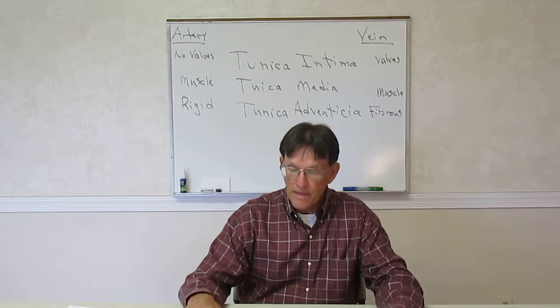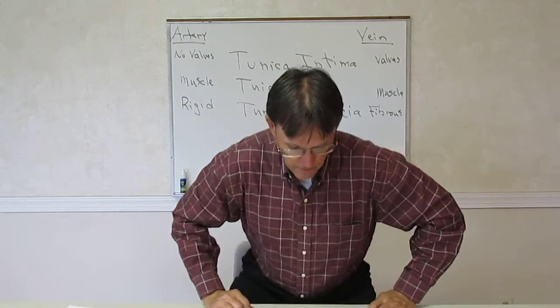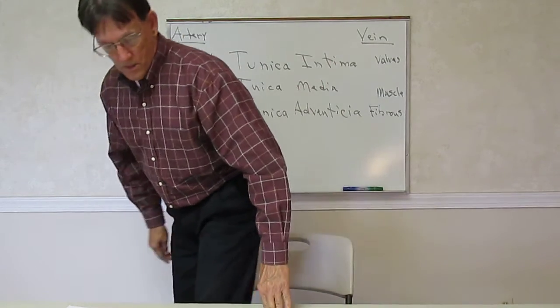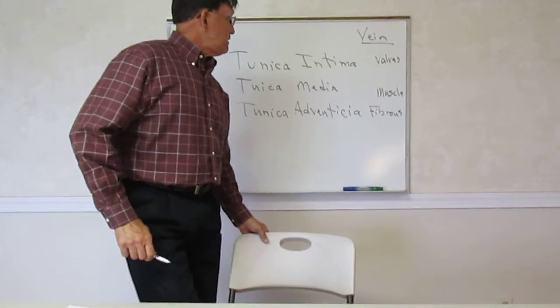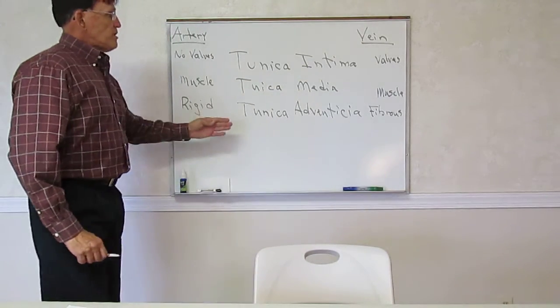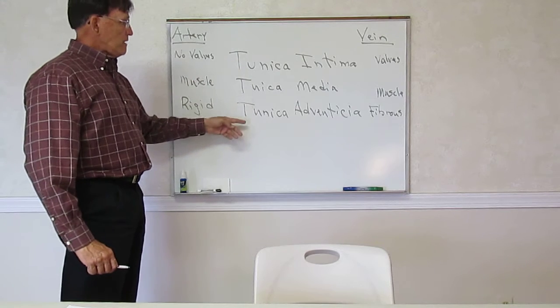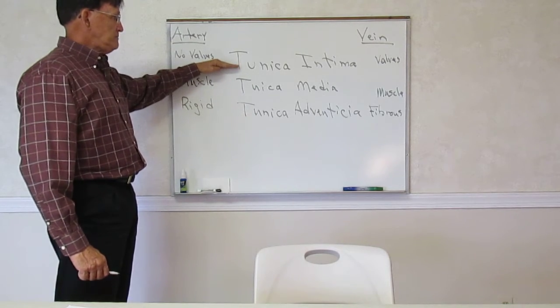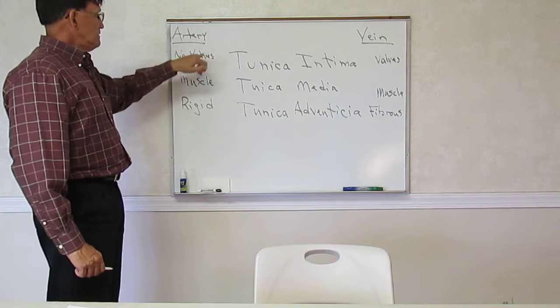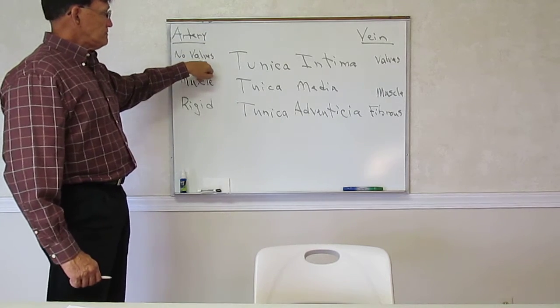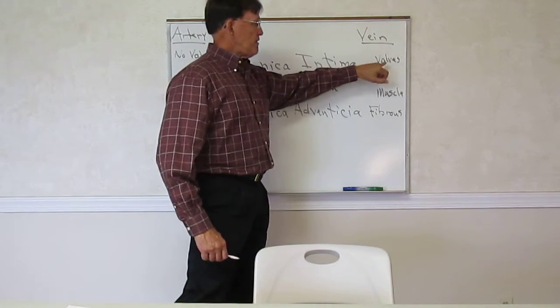All right, so let's then take a look at the veins and the arteries, and I've got that up here on the board, so let me show that to you. We have three structures, inside to out, tunica intima. In the artery, there are no valves. In the vein, there are valves.